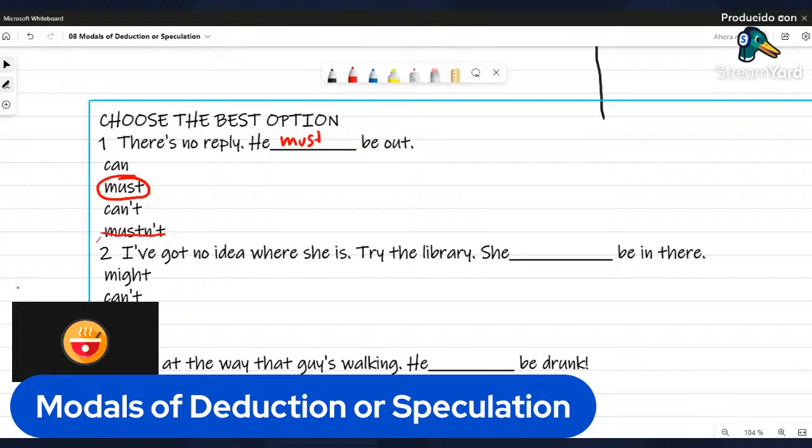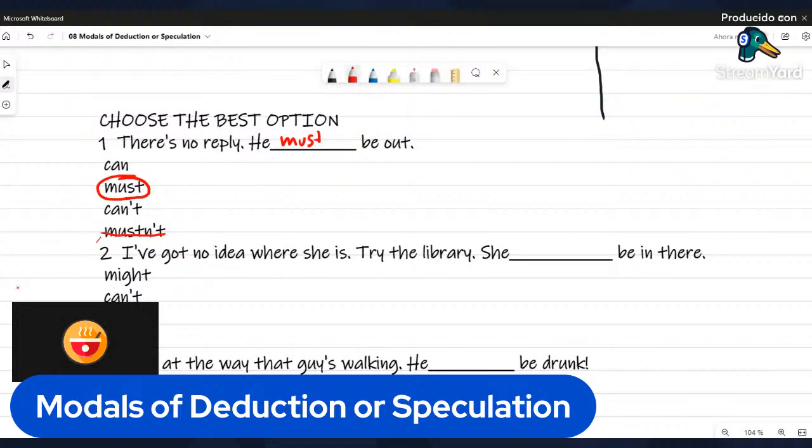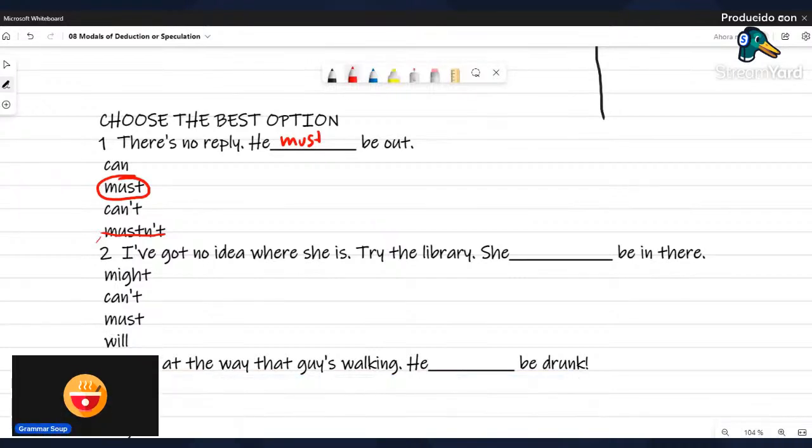Excellent. Number two, it says: I've got no idea where she is. Try the library. She might, can't, must, and will. I've got no idea where she is. Try the library. Which one is the best option in here?